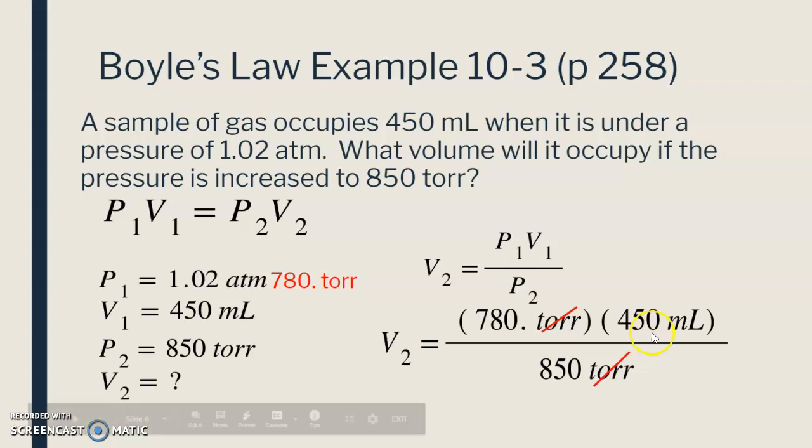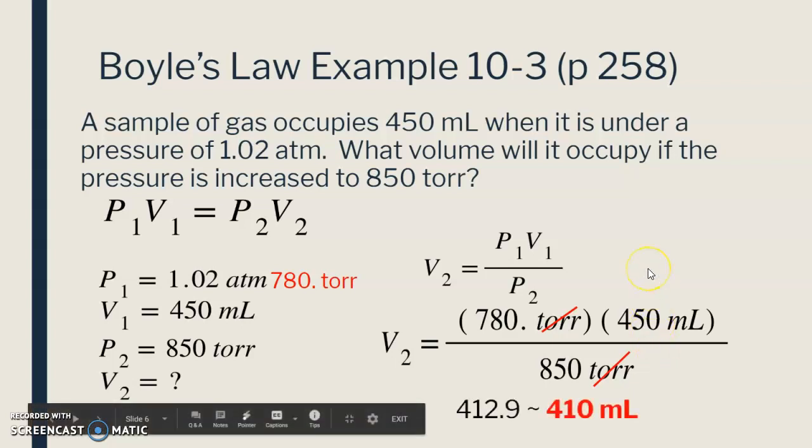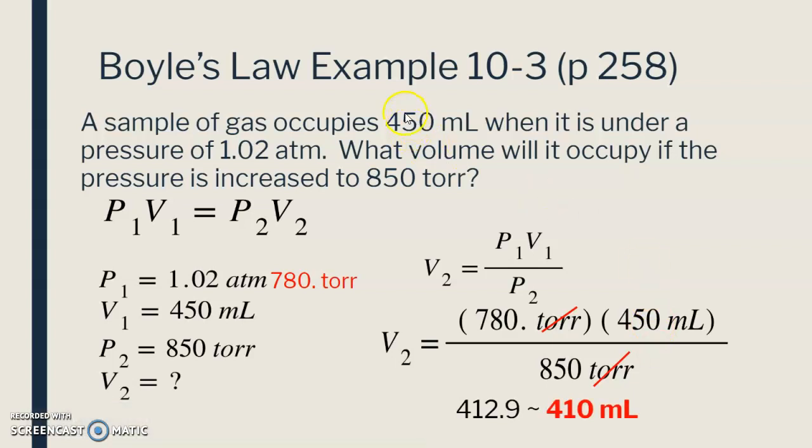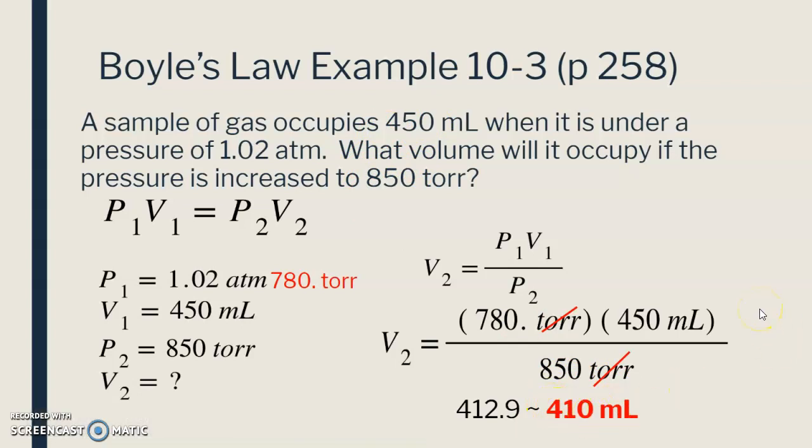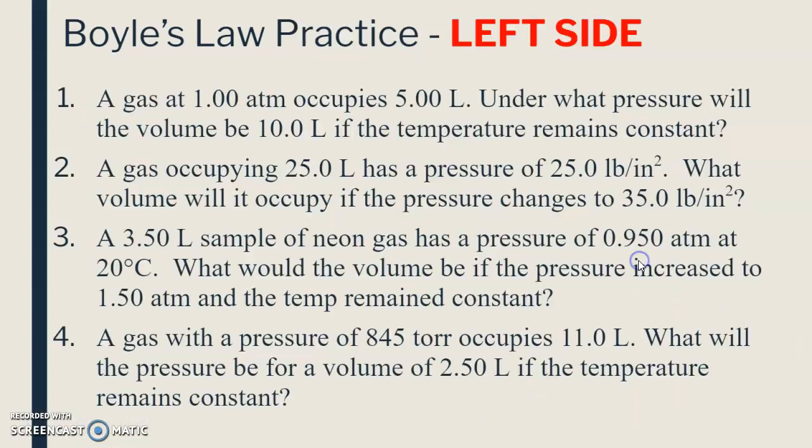So when I do that math, I get 412.9. But when I look at my original problem, this number has 2 significant digits. This one also has 2 significant digits, but this one has 3. Your final answer should be to the least precise in the original problem. And in this case, I've rounded to 410 milliliters. Okay? Got to remember your sig figs here.